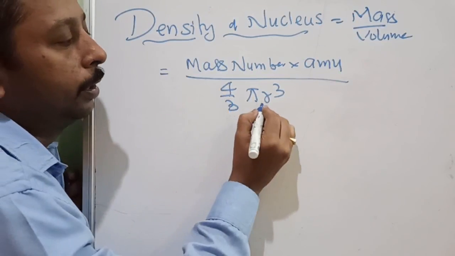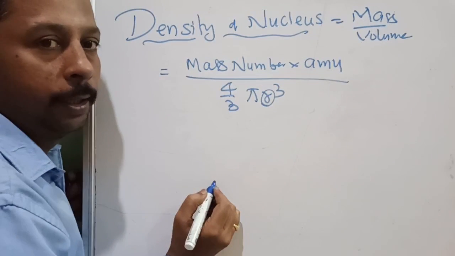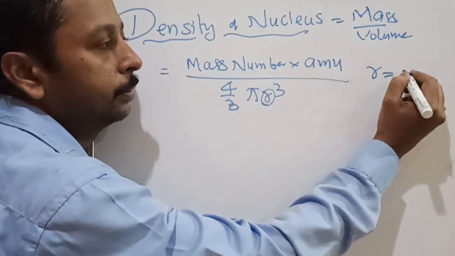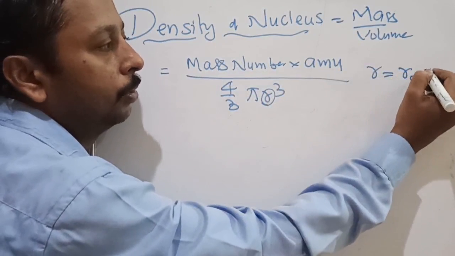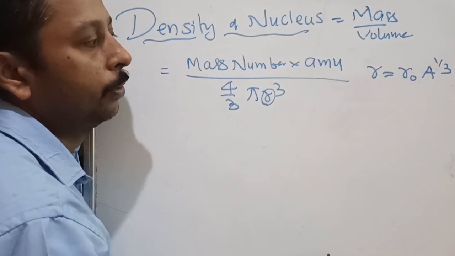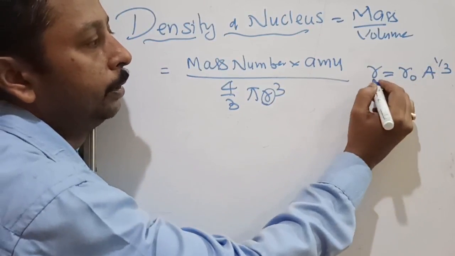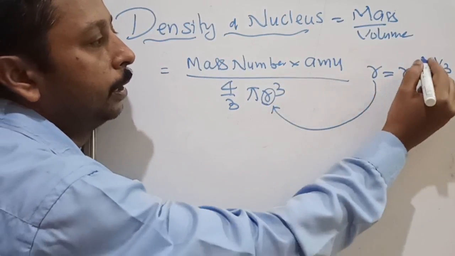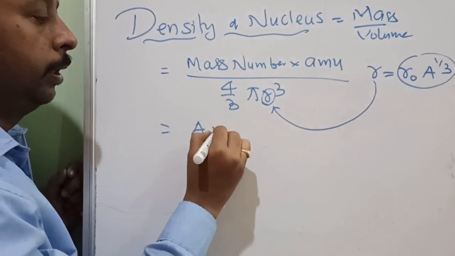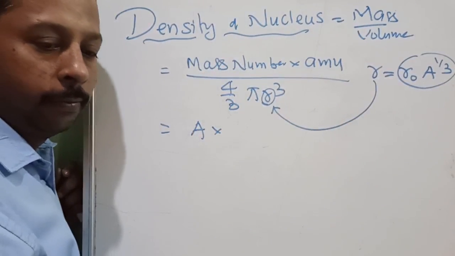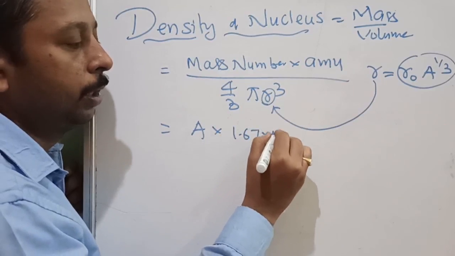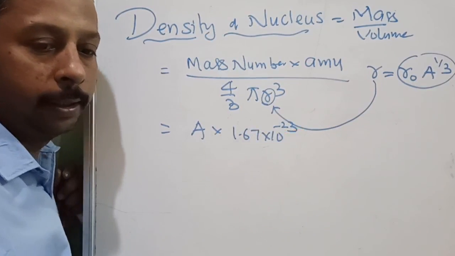Okay. Now here in this place I am going to do a magic by using the previous formula. Just now I have taught you R is equal to R0 A to the power of 1 by 3, or not. Okay. So I will bring this and substitute this entire formula here. And mass is equal to A into AMU. 1 AMU is equal to 1.67 into 10 to the power of minus 27.